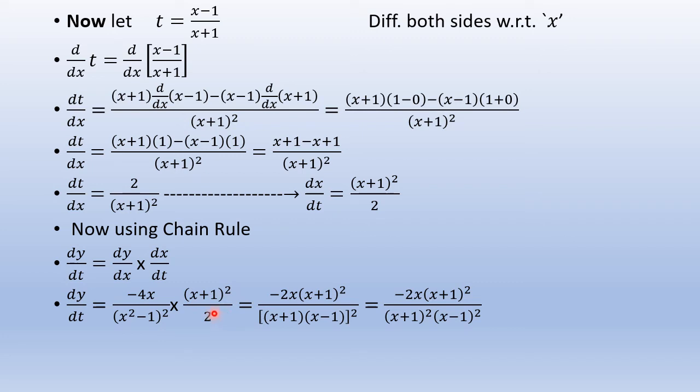Cancel whatever you can cancel. I see this 2 can be cancelled, and also x² − 1 can be written as (x + 1)(x − 1), and we have a whole square here. Now split this up and you get (x + 1)² (x − 1)². And in the numerator we have −2x into (x + 1)². You can see this got cancelled and I am left with dy/dt equal to −2x/(x − 1)², which is the answer.